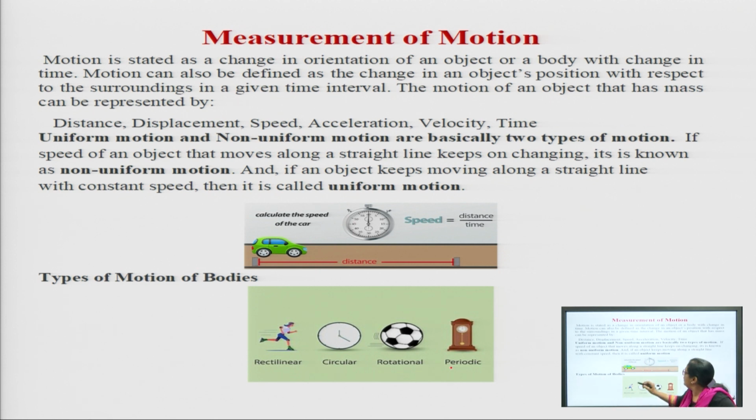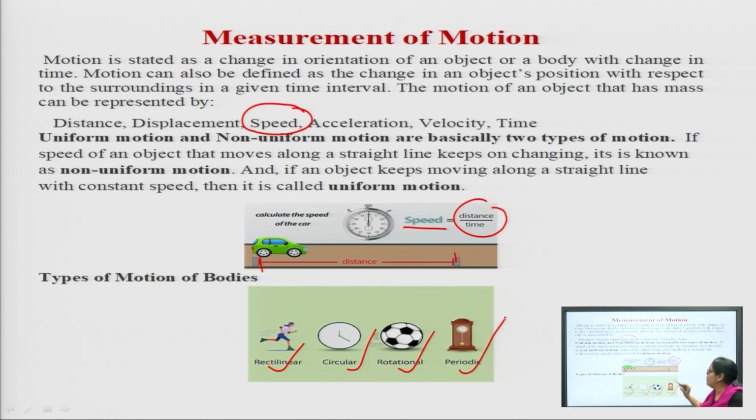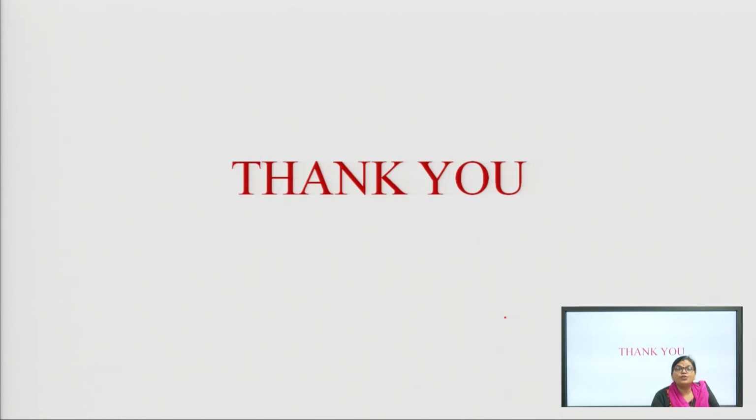We can consider two types of motion, uniform motion and non-uniform motion. If the speed of an object that moves along a straight line keeps on changing, that is known as non-uniform motion. And if the object keeps moving along a straight line with constant speed, that is known as uniform motion. Here you can see the car moving, and the distance covered by the car. So speed is distance by time. You see this application fulfilled with the help of the motion sensor. Motion bodies can be rectangular, circular, rotational, periodic; we can consider different types of motion bodies when we measure the motion. Thank you.